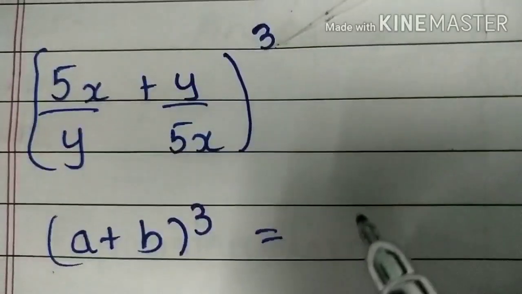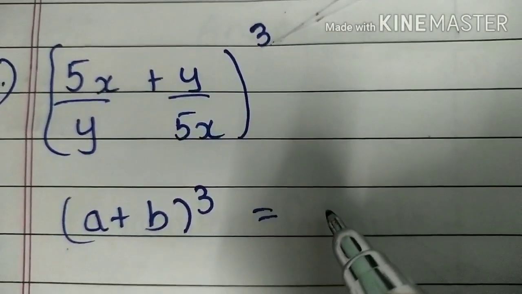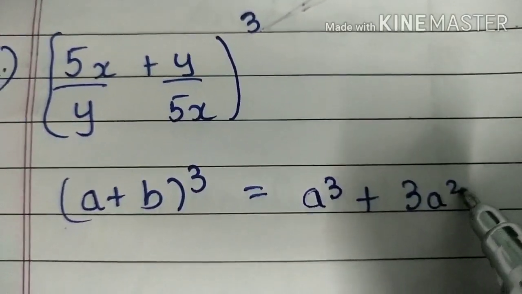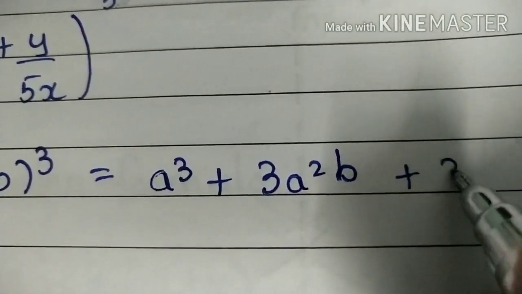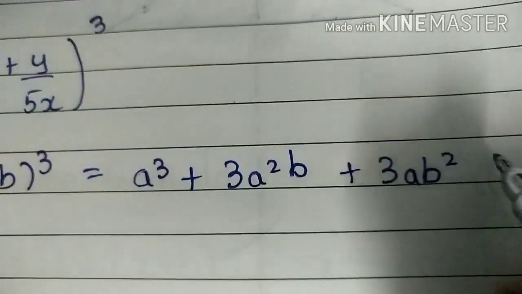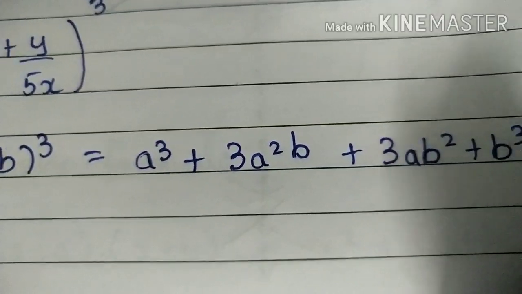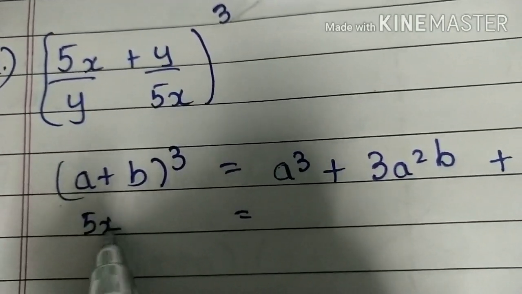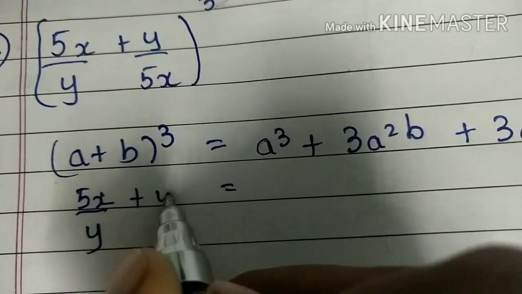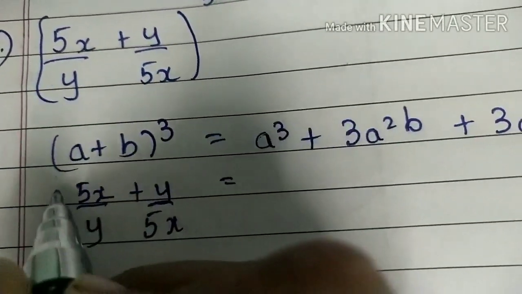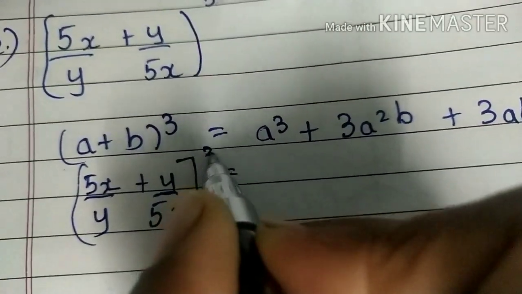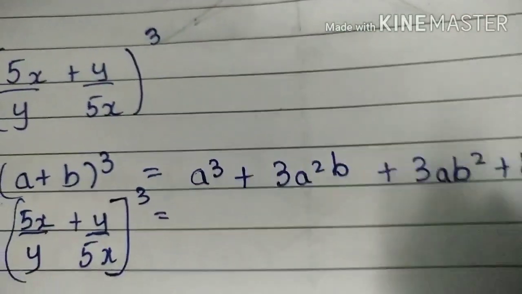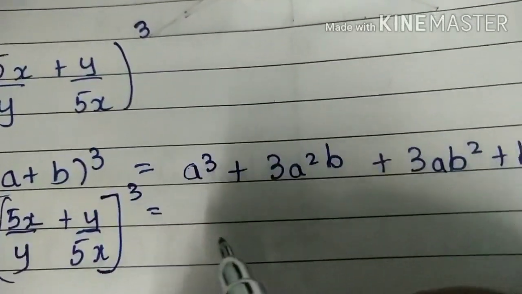This is the formula. You have to expand and write how the expansion comes. That is a cube plus 3a square b plus 3ab square plus b cube. Okay, and you have to substitute 5x upon y plus y upon 5x. So this is your a and this is your b, that you have to substitute in this formula. Okay, so we'll start substituting.